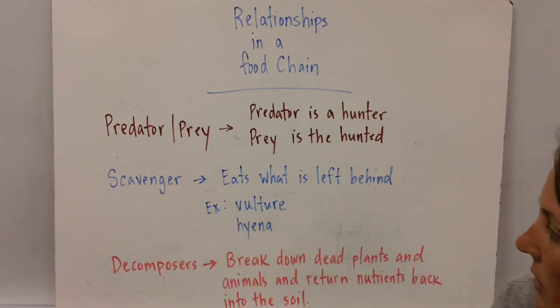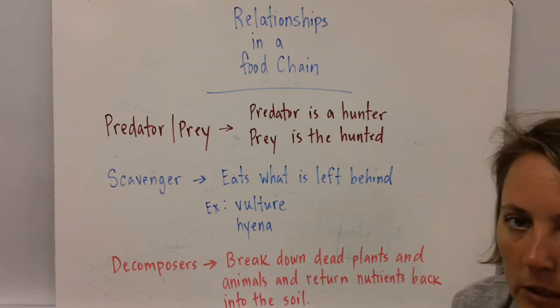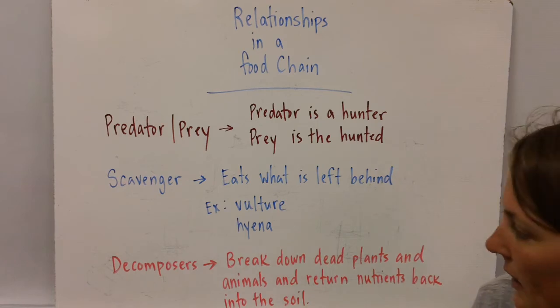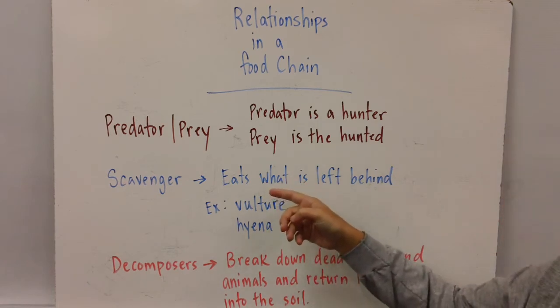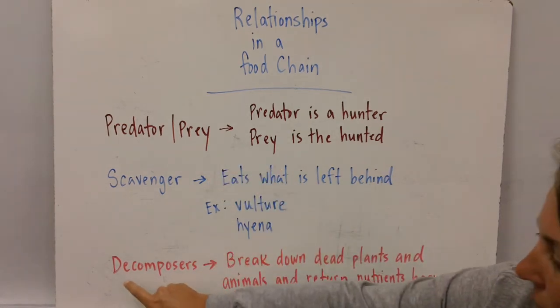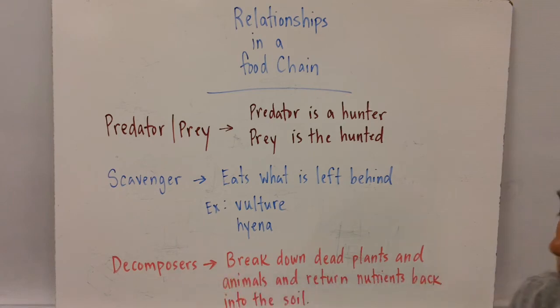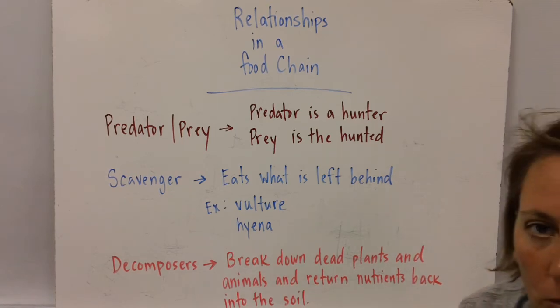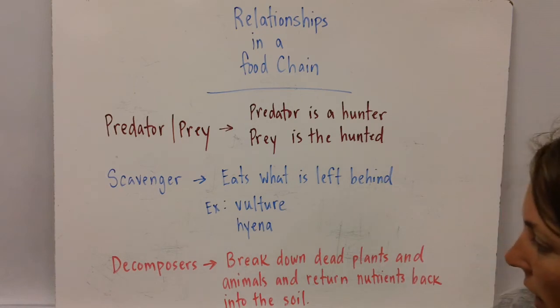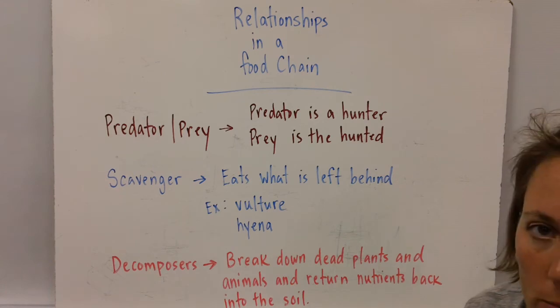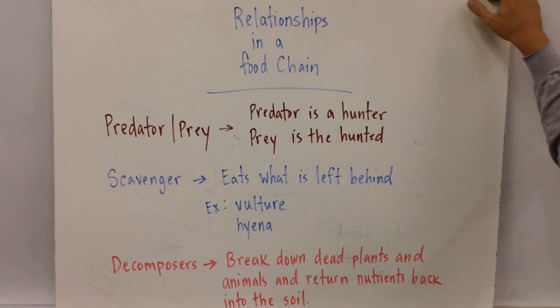You could have some animals that are scavengers. Their job is to eat what is left behind. All right, a couple examples of that would be a vulture or even a hyena. All right, and they will eat pretty much anything that is left behind from a predator-prey relationship. And then finally, your last part, which is a very important part to any food web, are your decomposers. Their job is to break down the dead plants and animals and return those nutrients back to the soil. Mushrooms are a great example, and so are bacteria. Those are excellent examples of what will break down dead plants and animals, add things like nitrogen and carbon back into Earth's atmosphere and soil.